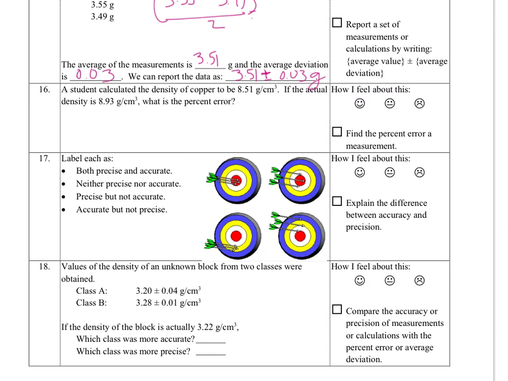Number 16. A student calculated density to be 8.51 grams per cubic centimeter. If the actual density is 8.93, what is the percent error? Percent error. Actual, so there's my actual, 8.93 minus experimental, 8.51, in parentheses, divided by actual, 8.93, times 100. So 8.93 minus 8.51 equals, divided by 8.93 equals, 3 significant digits, times 100, 4.70%.